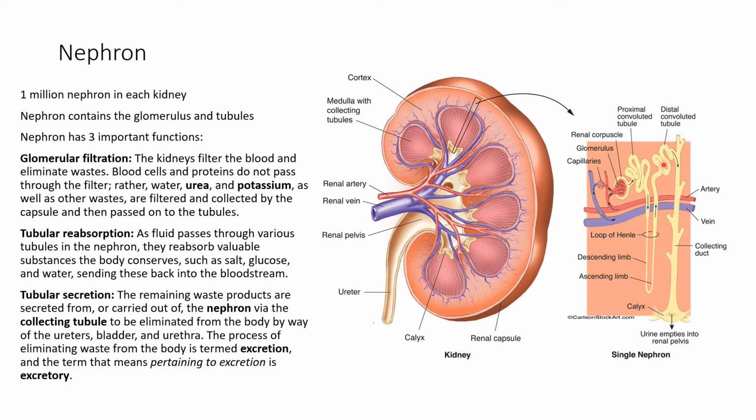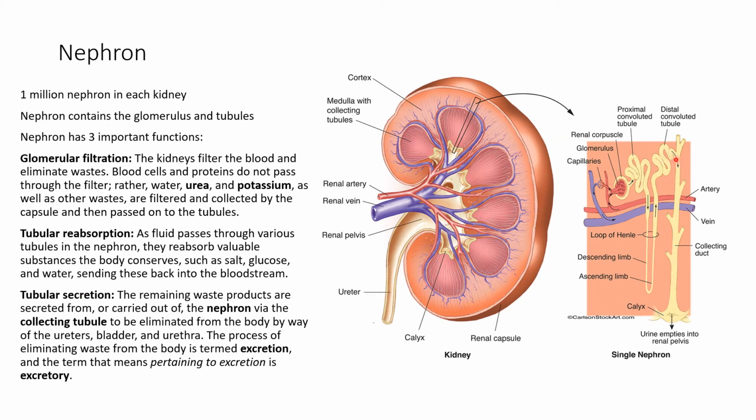And a big part of this distal convoluted tubule is it does secrete some of the drugs or some of the toxins in your blood that need to be eliminated by your body. So this distal convoluted tubule is very important because it is the tubular secretion. So any remaining products that your body doesn't need is then eliminated here.